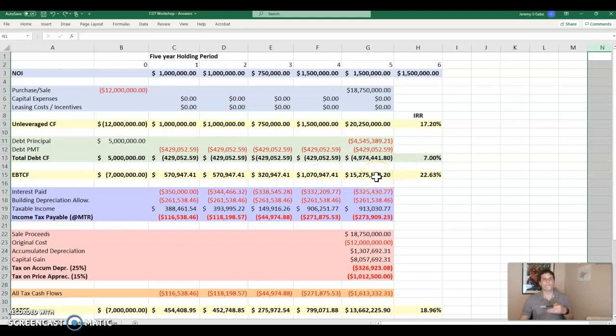Now, when we take debt cash flows away from our unleveraged cash flows, you get that equity before tax cash flow. Again, this is review from videos that you've watched before. Where the magic happens here is in the purple and pink colored cash flow items. The purple is our income tax calculation.